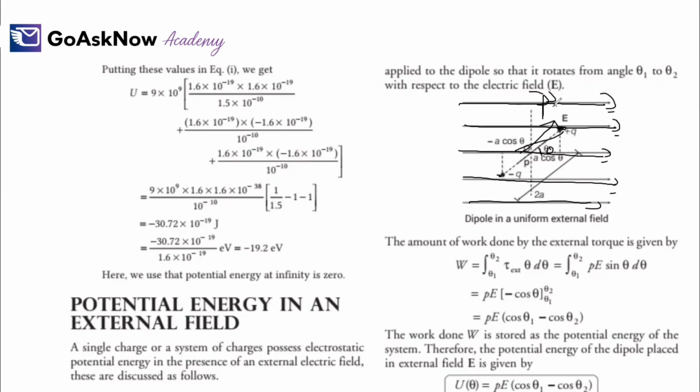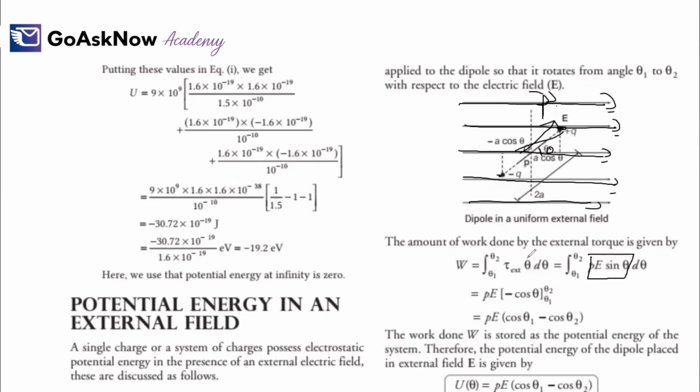The amount of work done by the external torque is given by this. We have already seen it in the previous chapter. Moving the system from theta 1 to theta 2, some external torque is applied, and this is the expression for work done in rotational mechanics: the integral from theta 1 to theta 2 of the external torque times d theta. Here the torque value comes out equal to pE sine theta.